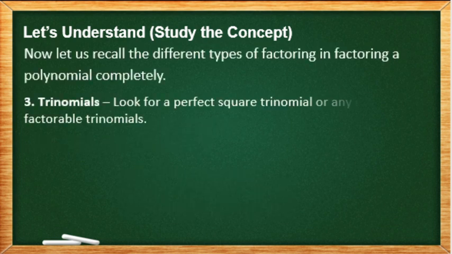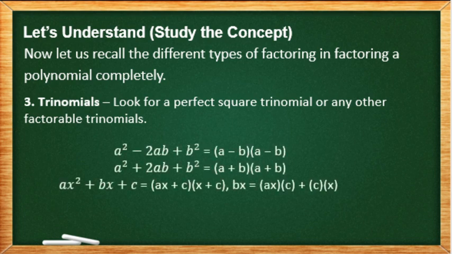And next, trinomial. You need to check if the given trinomial is PST or GQT, yung general quadratic trinomial, by using the cross method. Ayan. Sa PST natin, we have two patterns, a squared minus 2ab plus b squared, perfect square ng a squared, perfect square ng b squared. So, ang factor niya is the product of a minus b and a minus b, or a minus b squared. Same lang yan sa addition. At saka sa GQT, yung pattern na ax squared plus bx plus c.